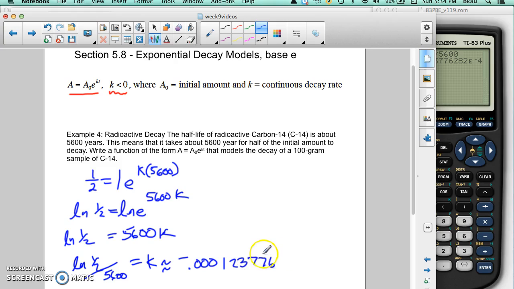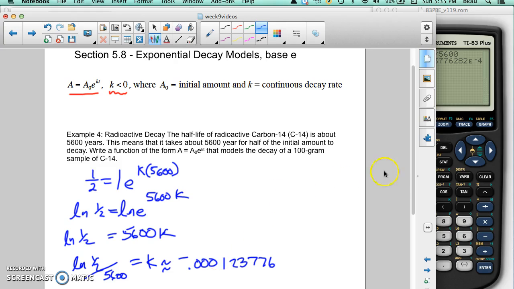Alright, so that's the k value. It's a very small number. Its rate is way less than 1%. It's 1/100th of a percent decaying at a rate. So this is 1% right here. This is 1/10th, and this is 100th. So 100th of a percent if we move the decimal over 2 places to make it a percent.